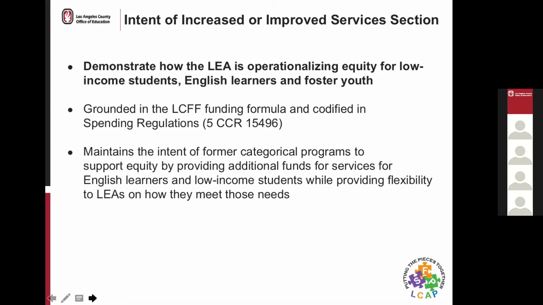The funding formula is codified in the LCFF spending regulations, which identify the requirements for LEAs to increase or improve services. These requirements are articulated in the California Code of Regulations and articulated in the instructions for this section. LCFF maintains the intent of former categorical programs to support equity, and it provides flexibility for LEAs to reflect on how to best meet the needs of their ELs, low income and foster youth. Next slide, please.